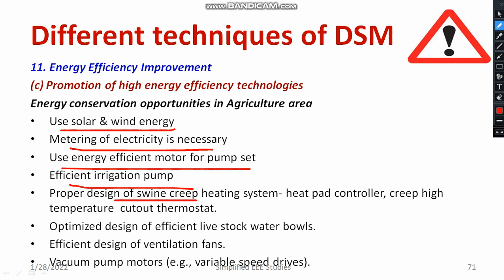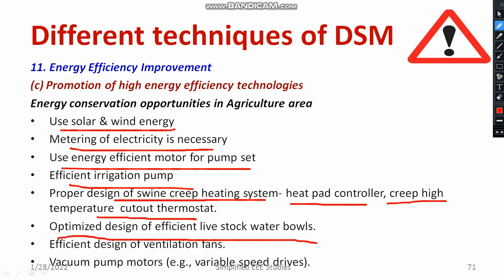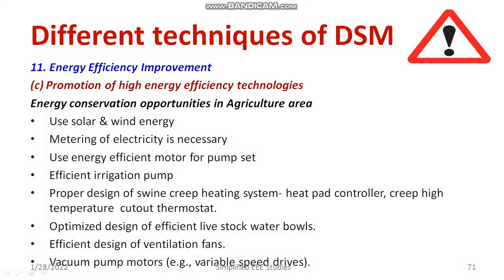Design of the swine creep heating system, for example, includes a heat pad controller, creep high temperature, then a cutout thermostat, etc., for saving energy. Optimized design of efficient livestock water bowls needs to be followed, and efficient design of ventilation needs to be done. Try to make use of natural energy itself. Then for vacuum pump motors, better go ahead with variable speed drives instead of conventional speed control. You need to take care of that.